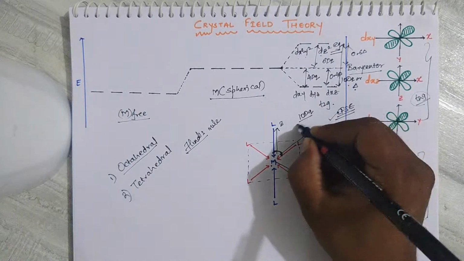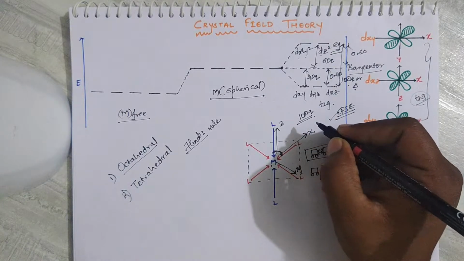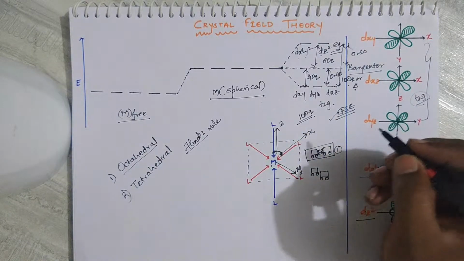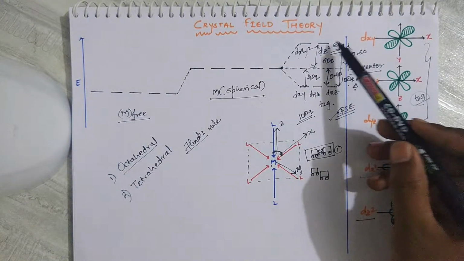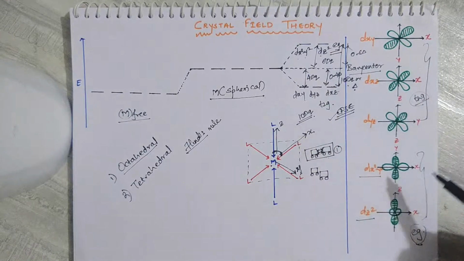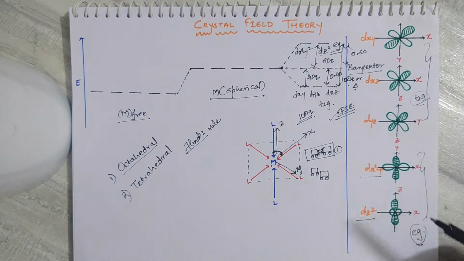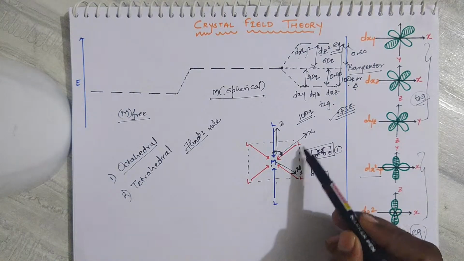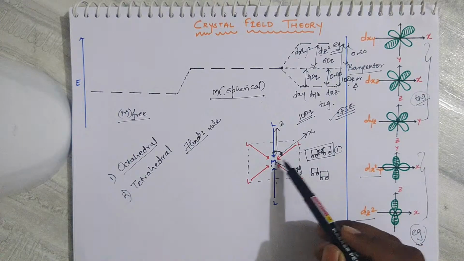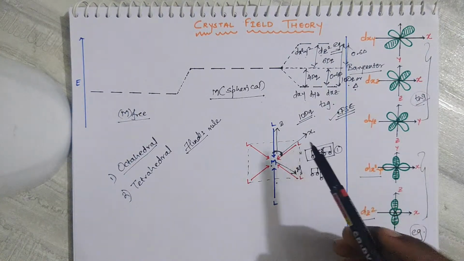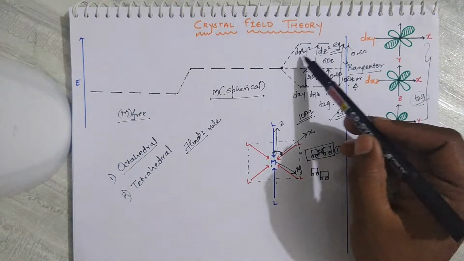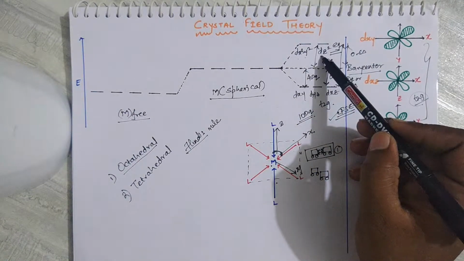So this is about crystal field theory in the case of octahedral complexes. Understand this very well: why dx2-y2 and dz2 go high in energy. They are the orbitals present along the axes, and in octahedral complexes the ligands approach along the axes, so there is a head-on collision. Because of that, the orbitals go higher in energy in the case of the dx2-y2 and dz2 orbitals.